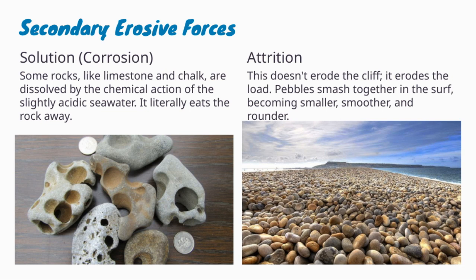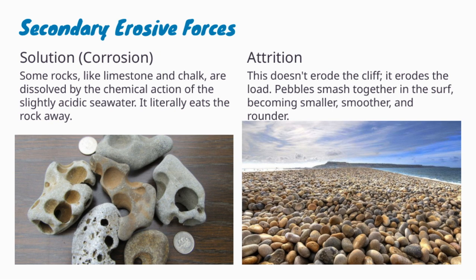Now let's look at two more erosion processes, solution and attrition. First, solution, also called corrosion. Solution happens when chemicals in seawater dissolve certain rock types. Seawater is slightly acidic, so it can dissolve rocks such as limestone and chalk. This means the rock is gradually eaten away by chemical action. Solution is especially important on coastlines with rocks that are more chemically reactive.